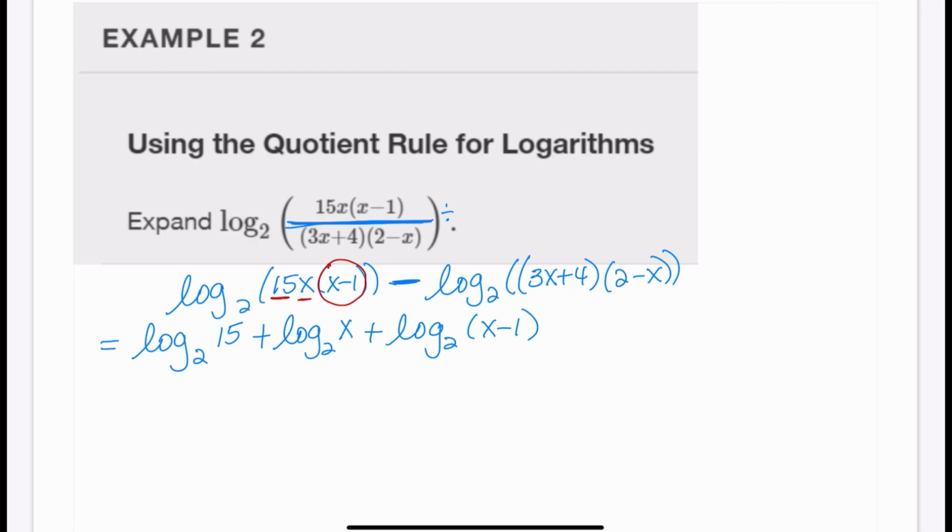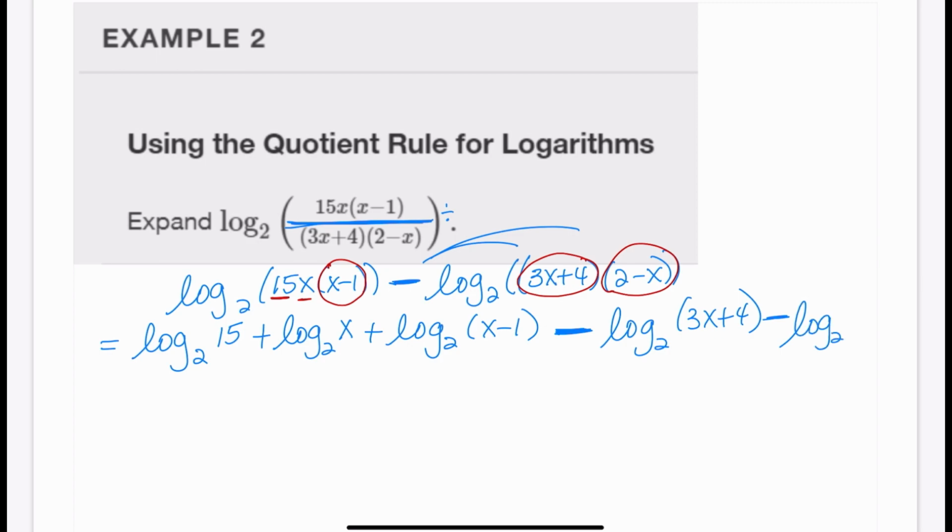Then I get minus, and here's where you have to be careful, because this minus is going to have to get distributed to all of this. Here what's being multiplied are these two factors. So we're going to expand as minus the log base 2 of 3x plus 4 minus, again, because this minus is going to get distributed, the log base 2 of 2 minus x. And the only thing I think we have left to do, remember all of these that I'm going to circle for you, those are all factors. They're together in parentheses. You cannot separate those at all. So you're done with that part.